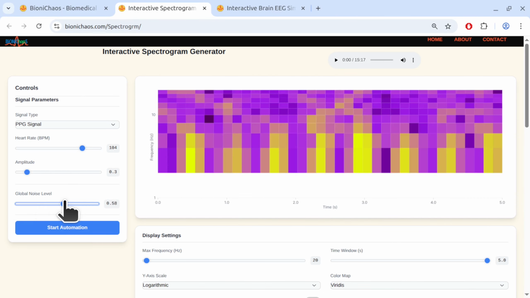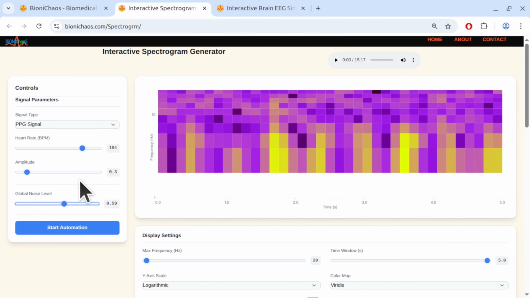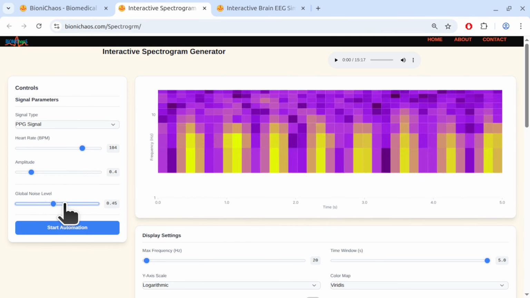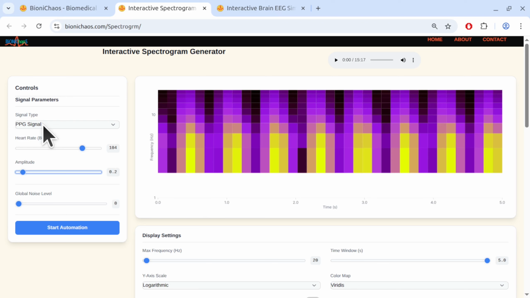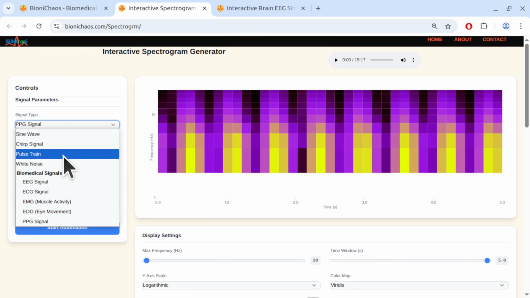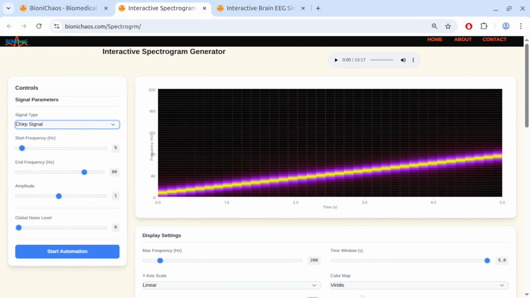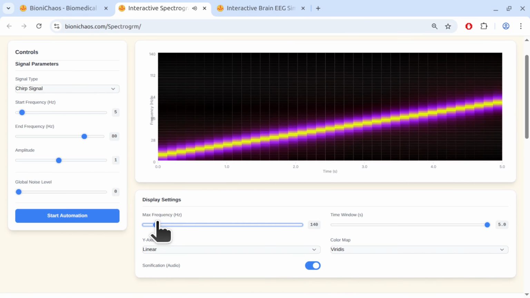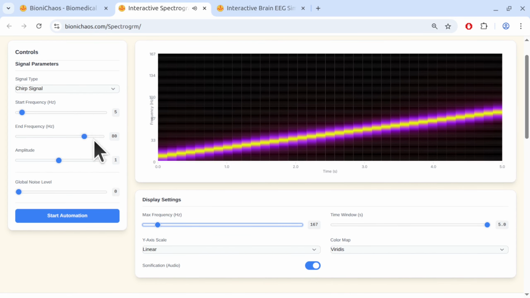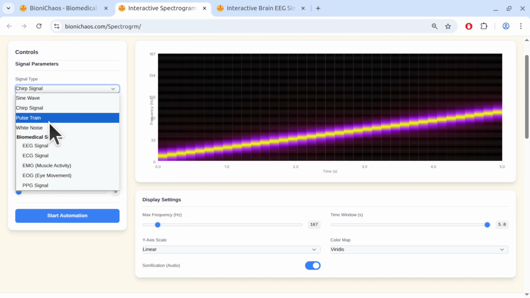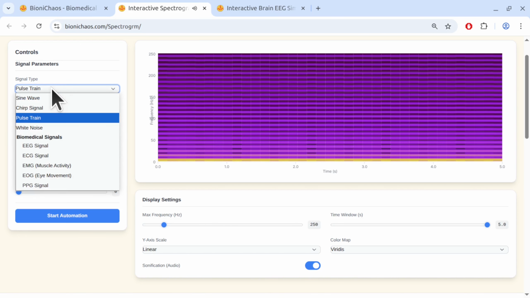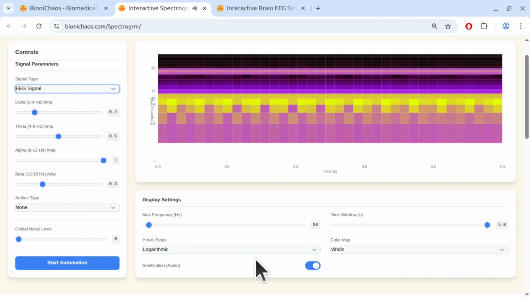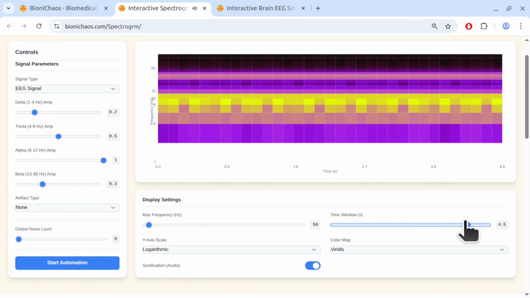They all now have automations. They have an audio description. That's a different description from what you just heard, so you can adjust this one's. You can select your signal type. We also have sonification. Chirps, wave trains, white noise. We have EEG signals. That's what they sound like.